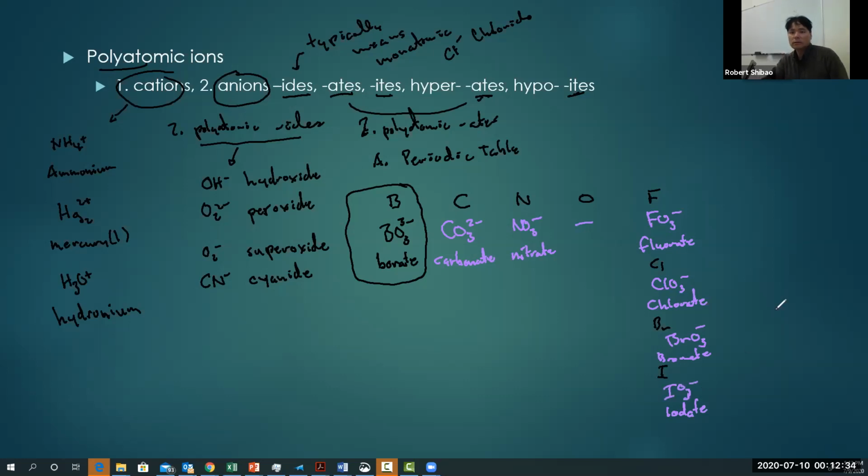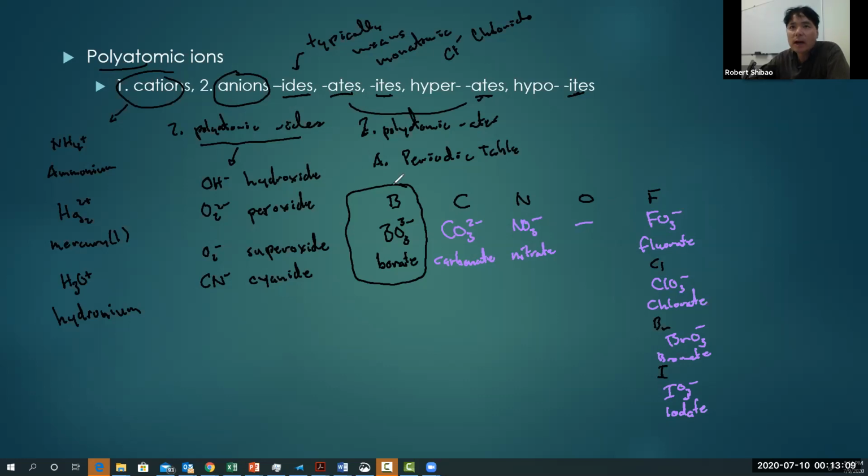Do you see a pattern? You recognize a pattern there. Three oxygens. All of them have 3 oxygens. All of them. Do you see a pattern in the charge? I see a pattern in the charge. Yeah, the pattern in the charge goes 3, 2, 1, and then stays at 1. Do you see that? 3, 2, 1.